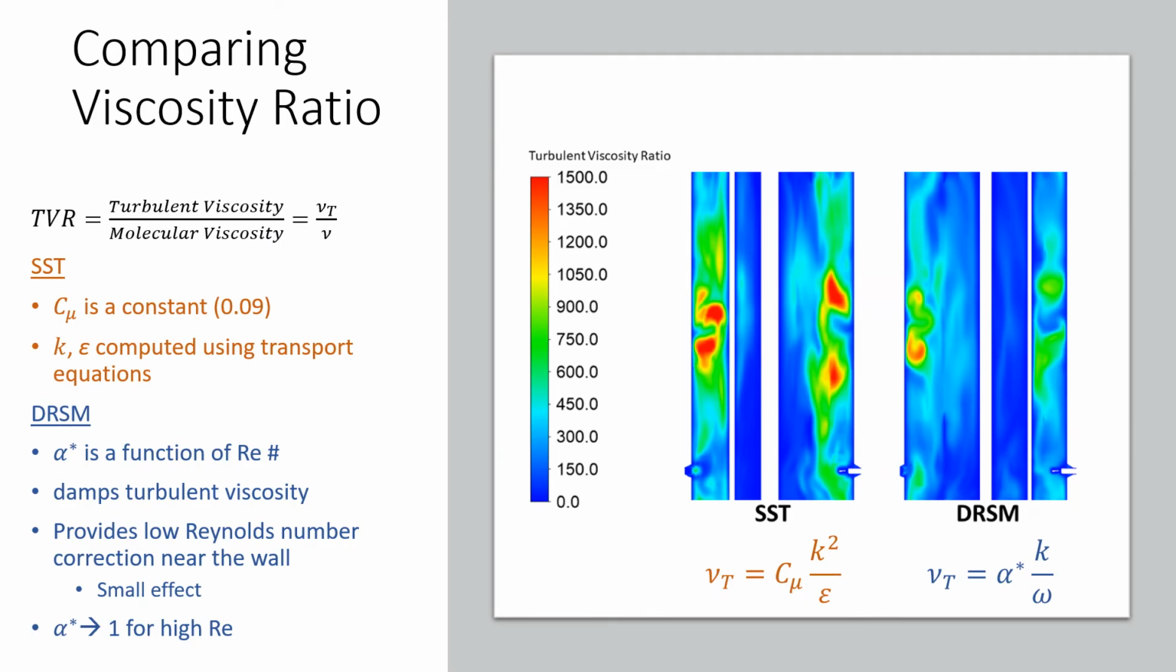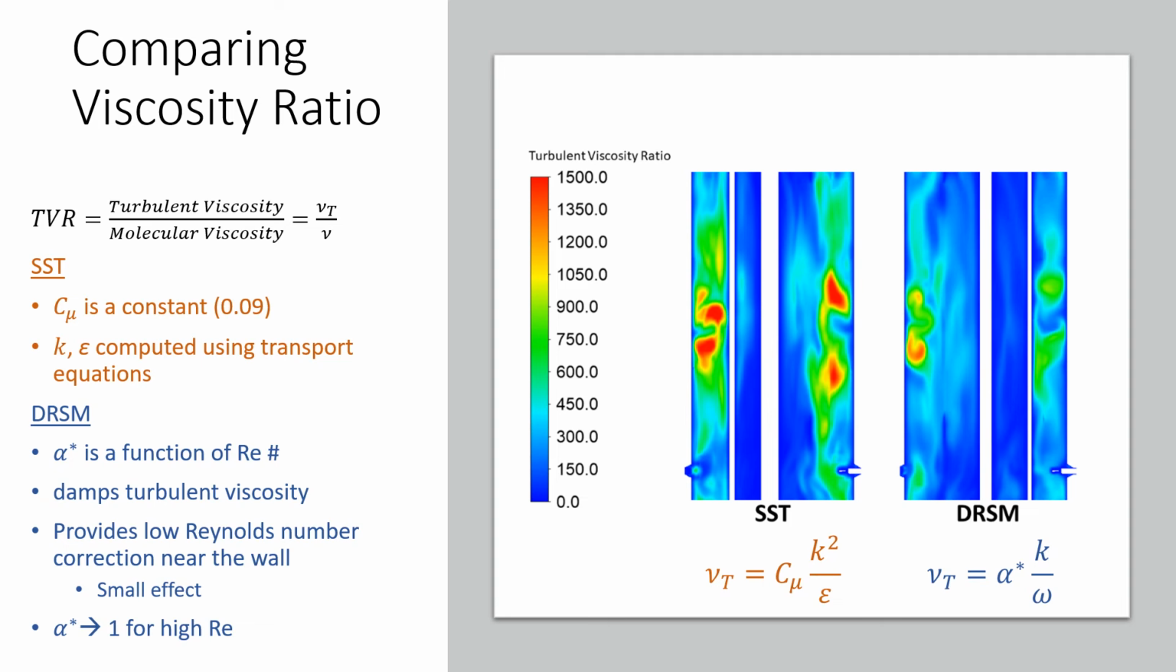Now looking at turbulent viscosity ratio, or TVR, we see that again SST predicts a higher turbulent quantity than the DRSM model. Now the molecular viscosity is the same for both of these, and we're only looking at changes in nu T. So for the SST model, we have C mu, which is a constant at around 0.09, times K squared over epsilon. And K and epsilon are computed using transport equations, as I said before.